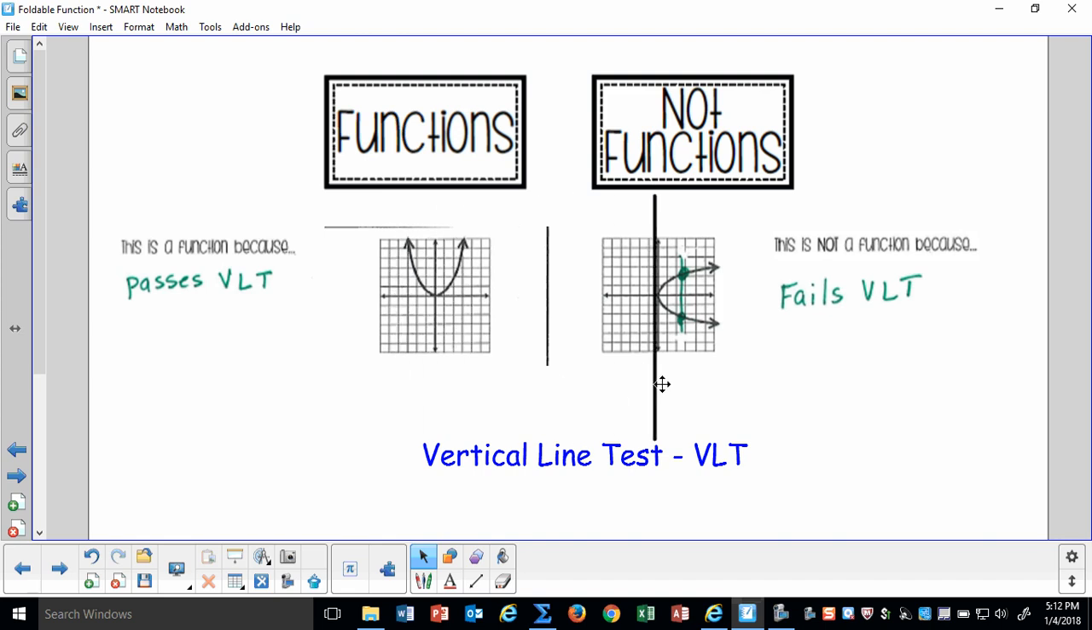On the right side, you can see as I pass the vertical line through the graph, it's touching the graph at more than one spot at a time. So we say that fails the vertical line test.